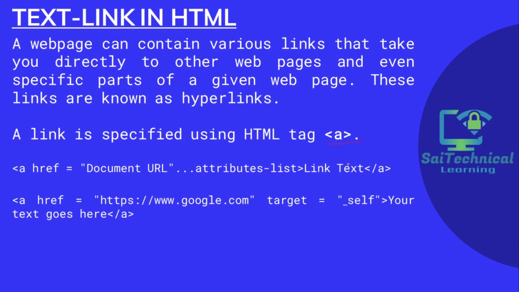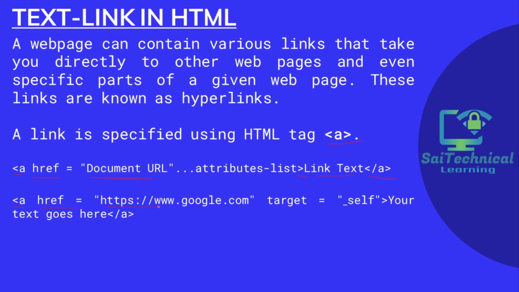So how do we use that anchor tag for the text link? For that we require the anchor tag followed by the attribute href, and inside that we have to specify the particular document URL, and then close the tag. And now we require the text for the link. So when the user clicks on that link, the given URL will open, and then finally close the anchor tag.